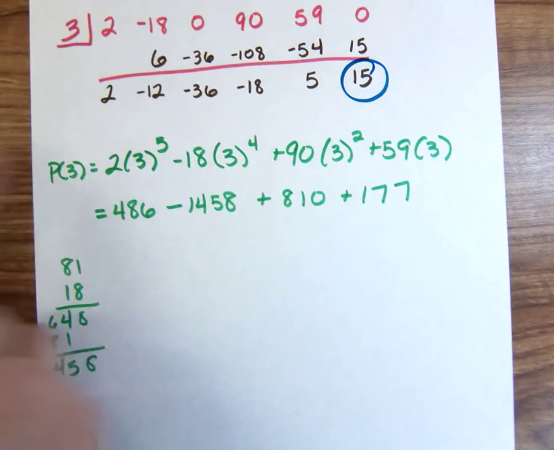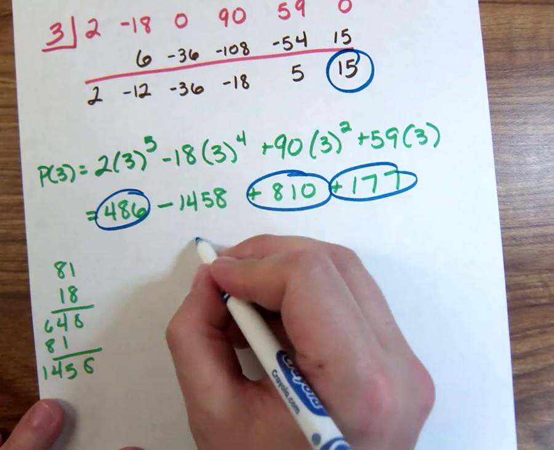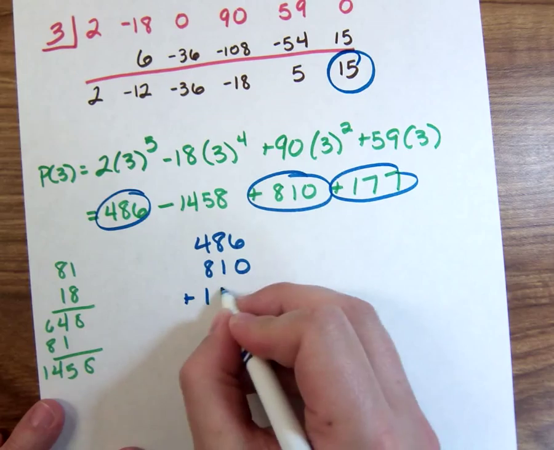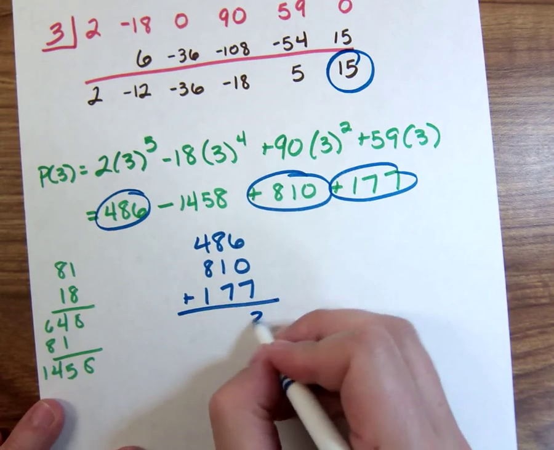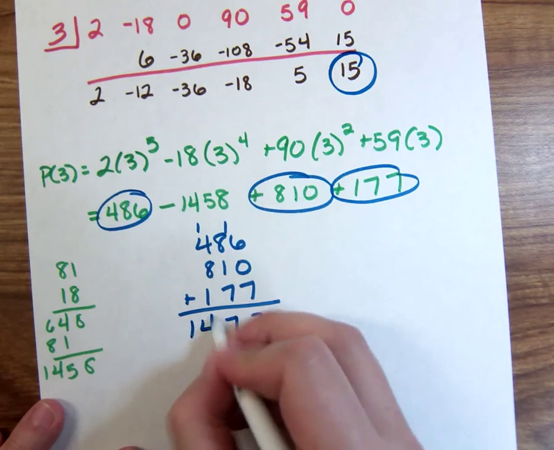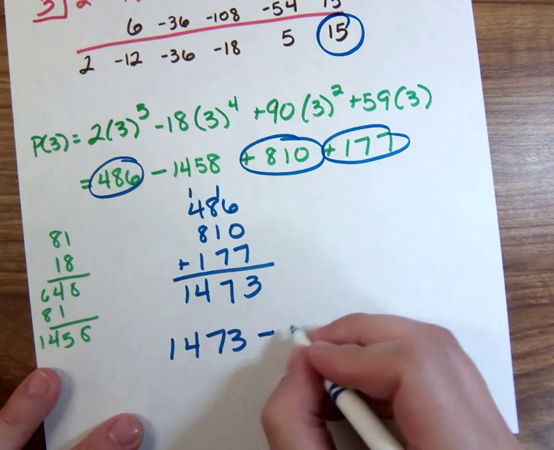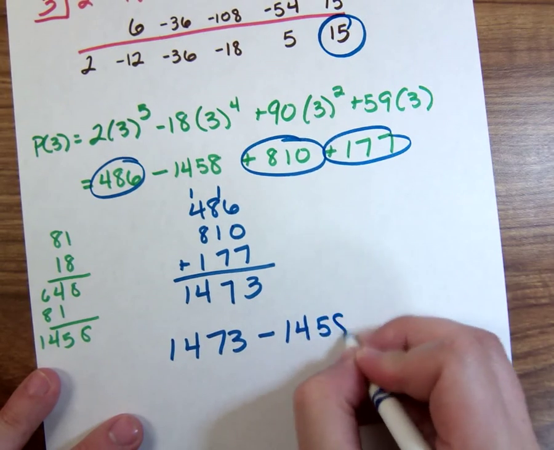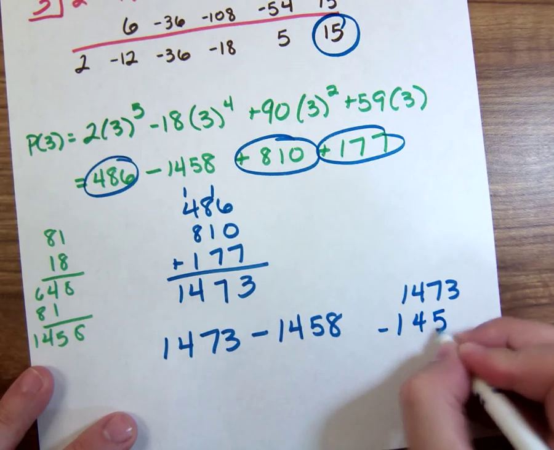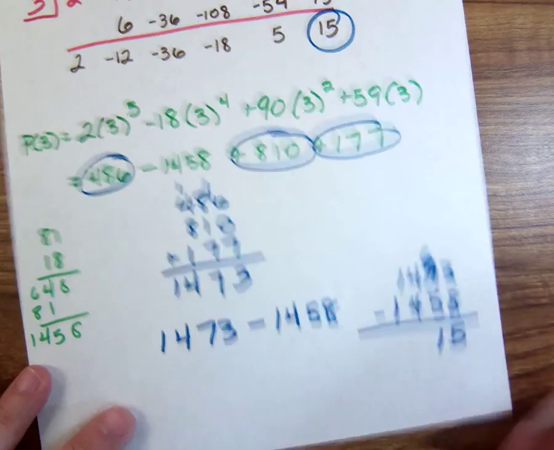Okay, so let's put the positives together. This is so gross. So it's 1,473 minus 1,458. Which is 15.